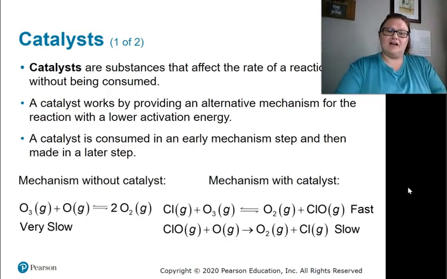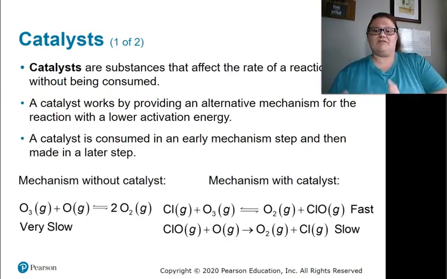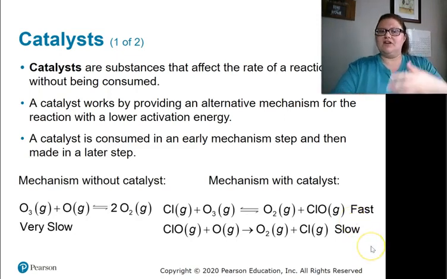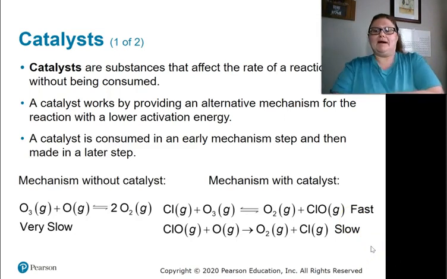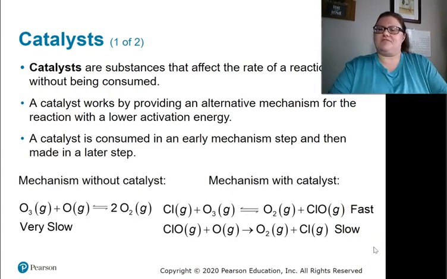So we have on the left a reaction of ozone forming molecular oxygen, and we're saying that process is very slow. Or we could have a catalyst with our ozone and add some chlorine, and that's going to help the reaction take place faster. So it's not always a surface. It can be another component, but two versions of a catalyst in chemistry terms right there.